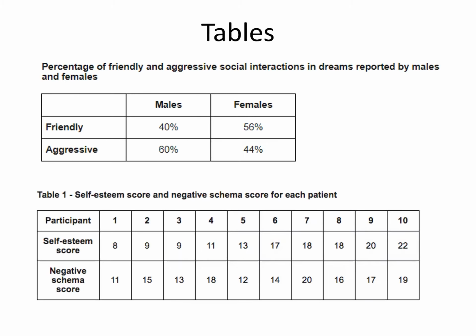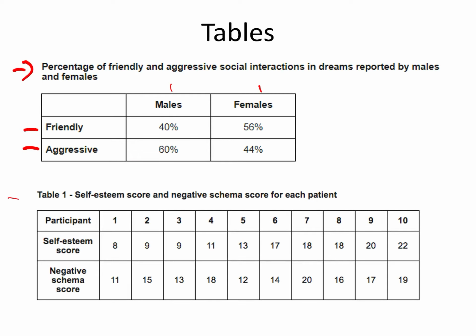So, this is a little bit more complicated than any tables you're going to be required to analyse. These are the ones that are most likely to come up in an A-level paper. So a little bit more simple. You'll see here that you've got a title, so percentage of friendly and aggressive social interactions in dreams reported by males and females. You can see here that we've got the friendly and aggressive content in the dreams, and we can see here that we've got the gender of our participants.